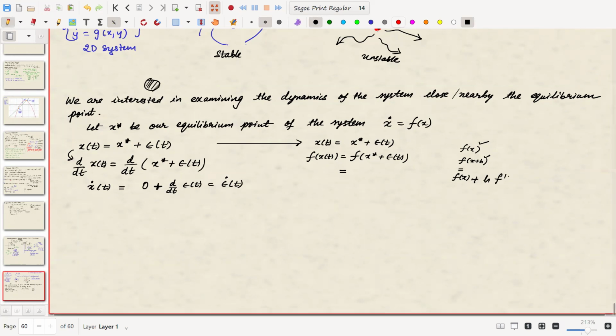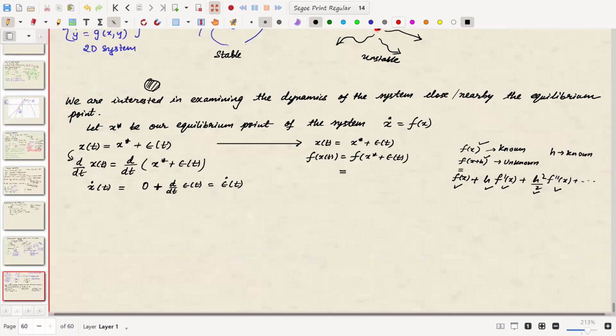Plus h square by 2 f double prime of x, and so on. It's an infinite series, right? But you can appreciate this definition: this is known to you, this is unknown to you, h is known to you. Now you can see f of x plus h, the unknown quantity, you are writing in terms of the known quantities. So that's how you actually try to find the function value at a different point, at a nearby point.